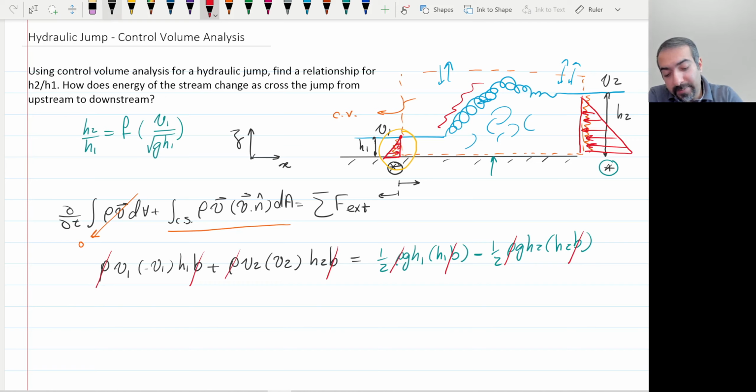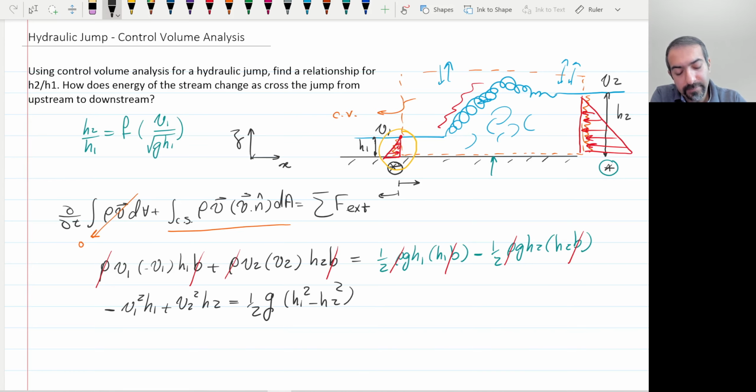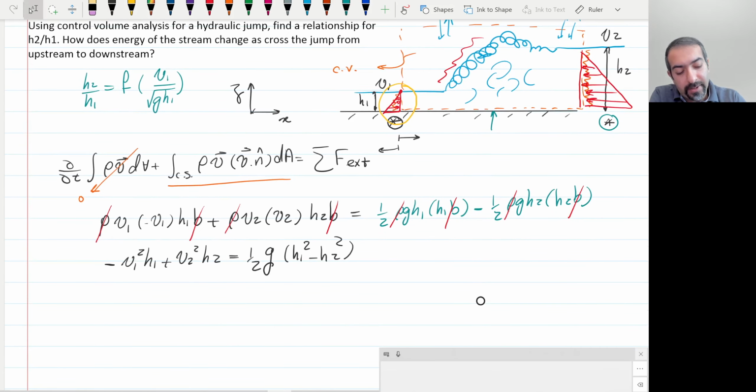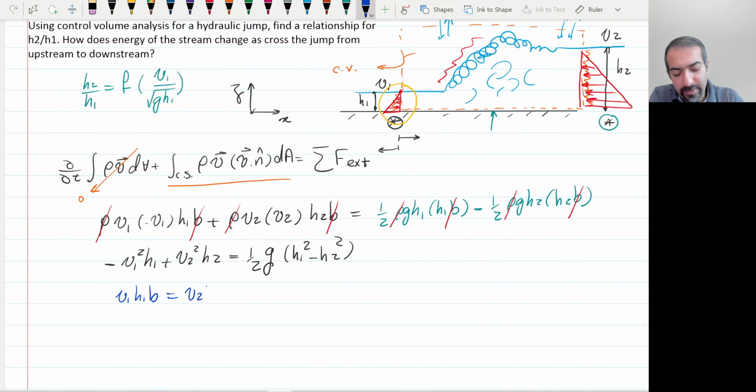and what we'll end up getting is negative v1² h1 plus v2² h2 is equal to 1/2 g times (h1² minus h2²). All right. Now, also obviously from conservation of mass, we have v1 h1 b is equal to v2 h2 b.